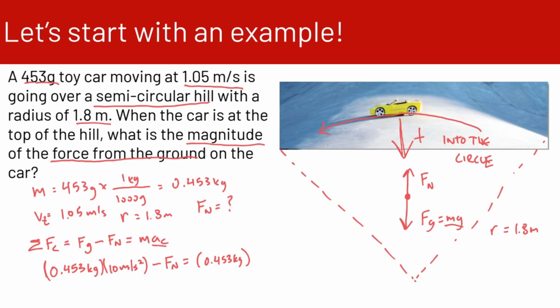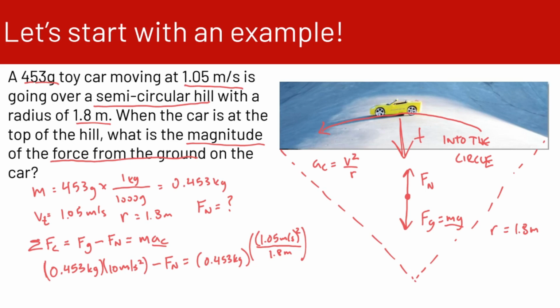Remember that centripetal acceleration is equal to velocity squared over the radius. So here, our velocity squared is 1.05 meters per second, and that's squared, not just the meters per second, but the whole number is squared, divided by our radius, which is 1.8 meters. Okay, so when we calculate all that out, we'll be able to figure out what our normal force is.